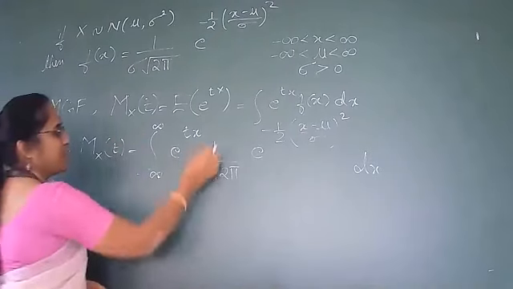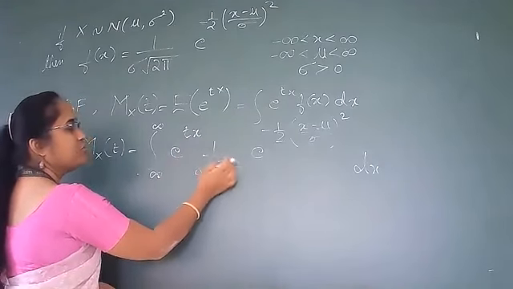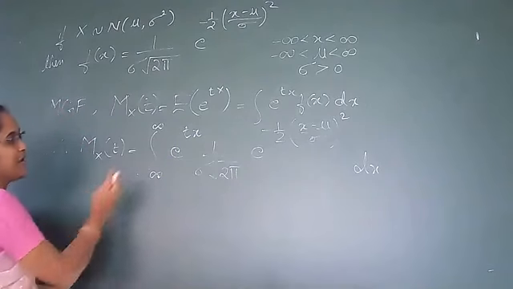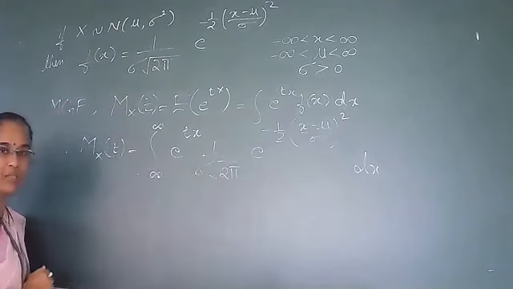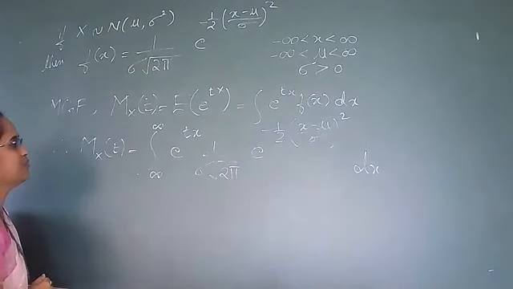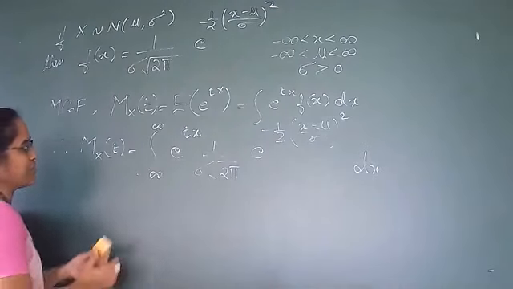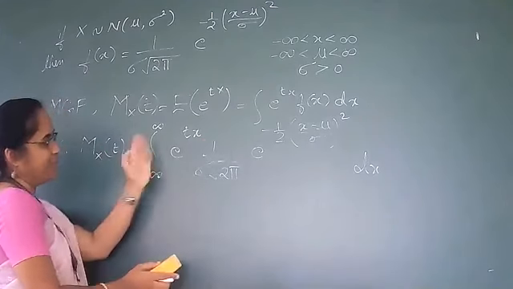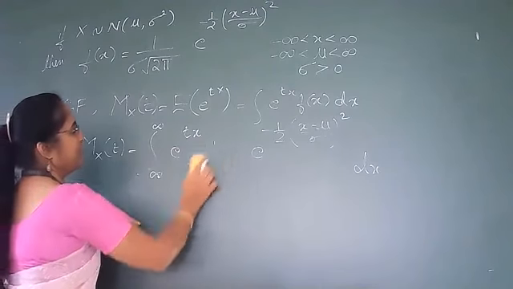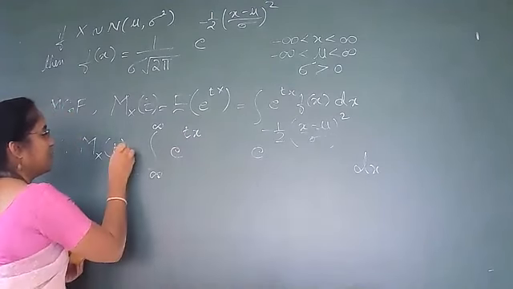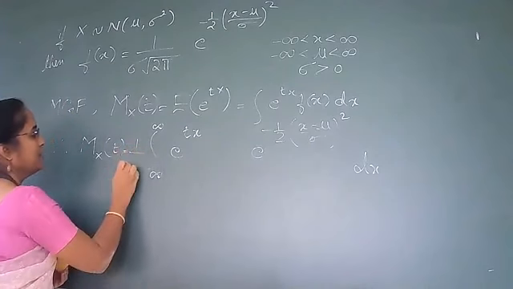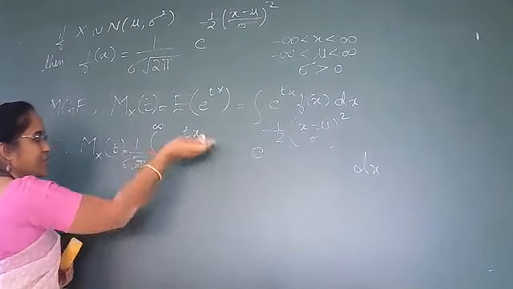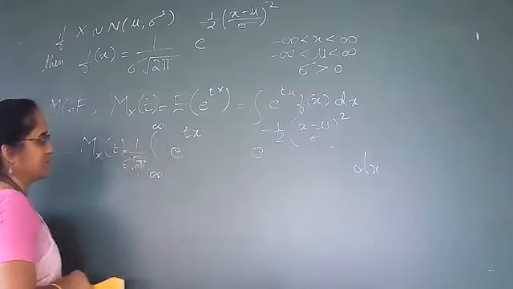Now over here 1 upon sigma root 2 pi is a constant. It can come outside the integral and we will be left with the remaining things. If I push this 1 upon sigma root 2 pi outside the integral, then my next step is that this is equal to 1 upon sigma root 2 pi, a constant, outside the integral, and I'm left with these things.